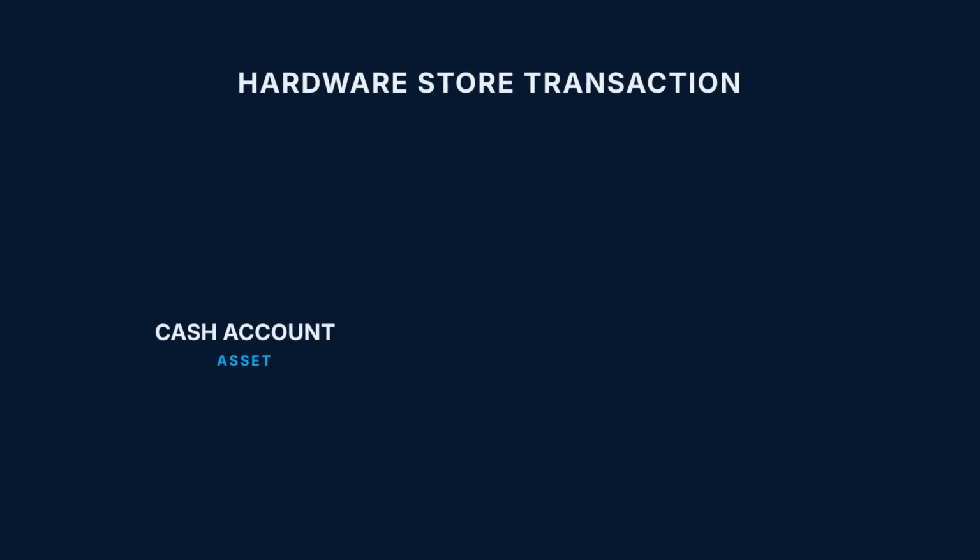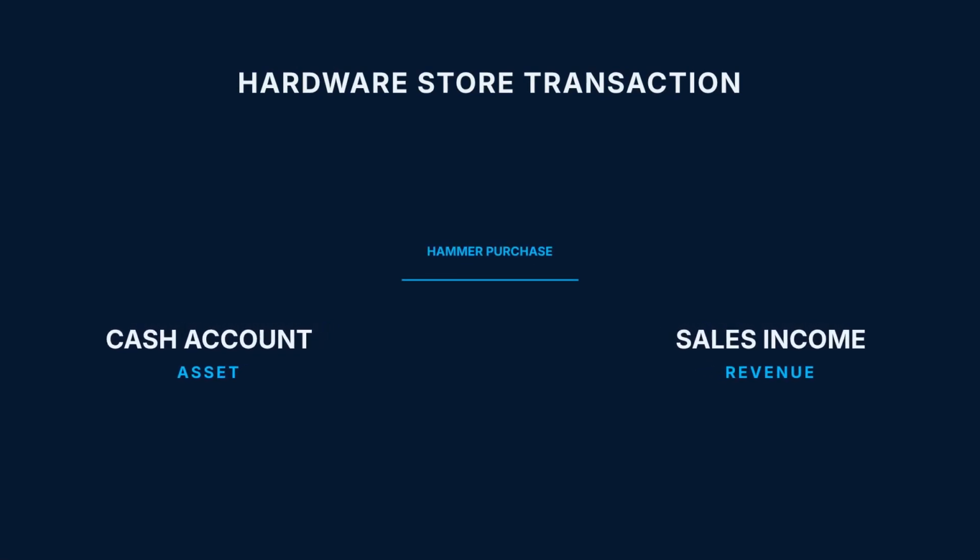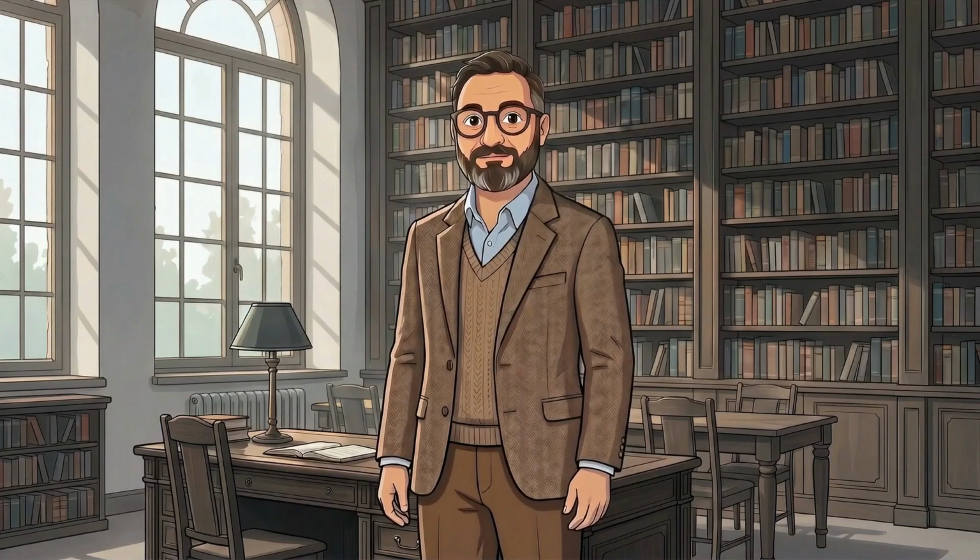Suppose a hardware store sells a hammer for cash. That transaction affects 2 accounts on the books: the cash account asset and the sales income account. The cash asset increases and the sales income eventually increases equity. Both sides of the balance sheet are affected equally, and the accounting equation holds firm.